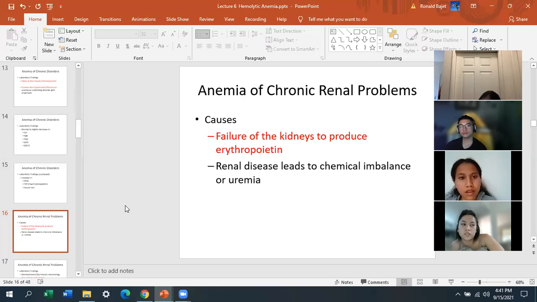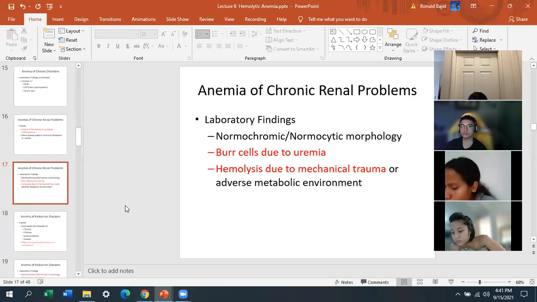Echinocytes. Burr cells, or echinocytes. Okay, good. So with renal problems, you'll see Burr cells or echinocytes if you have uremia. You could also have hemolysis due to mechanical trauma. These cells can be pretty fragile, but I'm going to reserve mechanical trauma of red blood cells in hemolytic anemia for later on in this lecture.